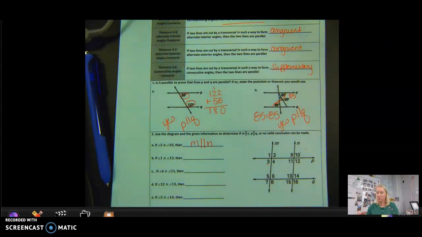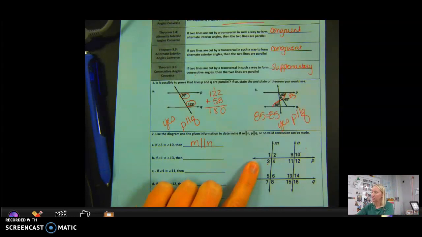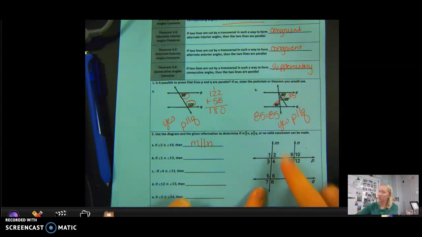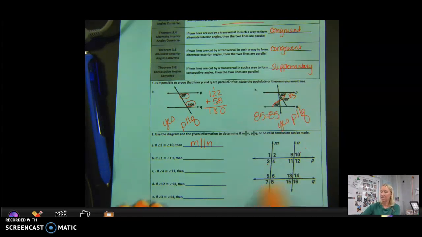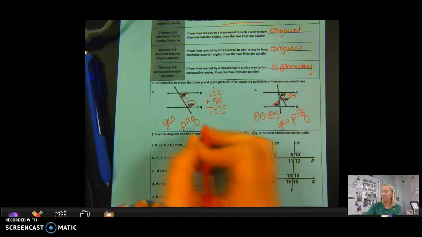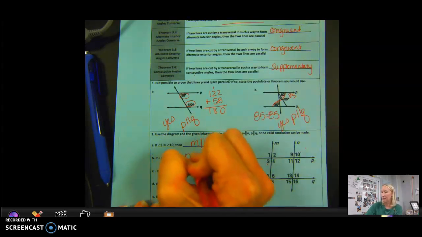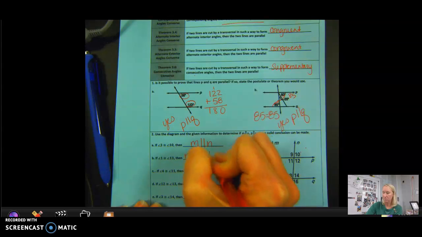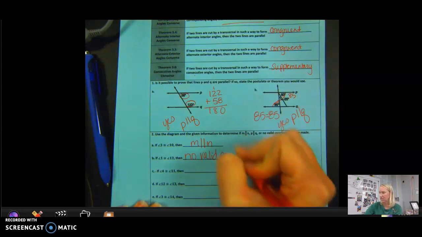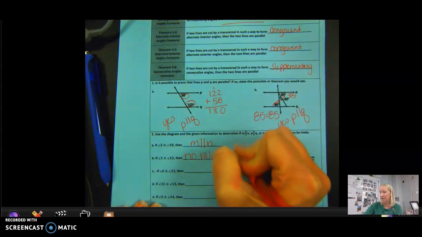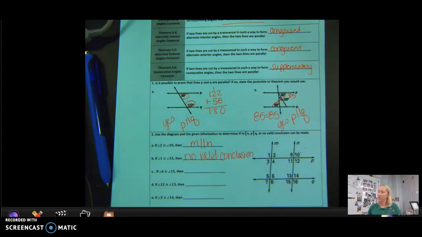So a totally new one now, 1 and 13. 1 and 13 are going over this transversal and then across to this transversal. So even if those are congruent, it doesn't matter. That could be congruent to that, but since they're going over to another transversal, I can't make a valid conclusion.